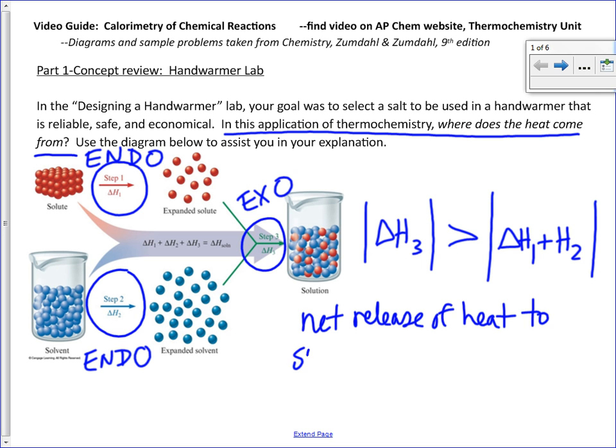to the surroundings. The excess heat that results from the exothermic step is going to go into the surroundings and into the hand warmer solution and then be transferred to the person's hand.